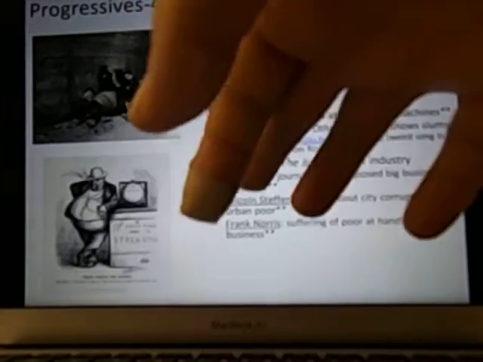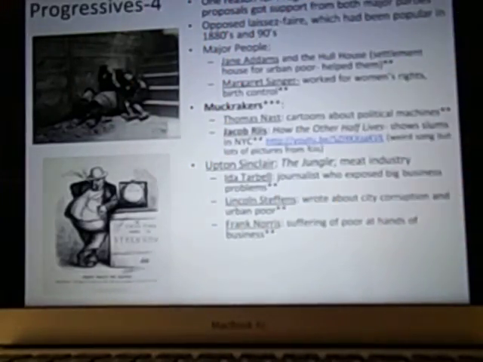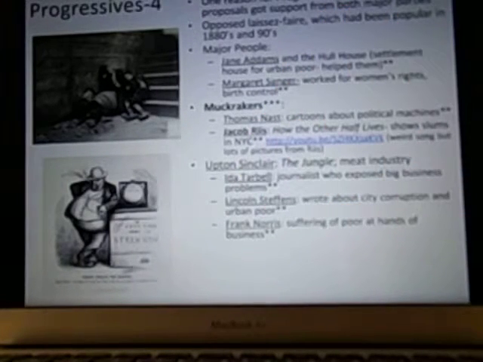Upton Sinclair with the meat. Ida Tarbell with big business corruption and big business lies. Lincoln Steffens with city government corruption. Frank Norris with suffering at the hands of business. Basically, all of them can be tied together in that they all exposed and showed how people without power in America were getting screwed by the rich, wealthy, and powerful.